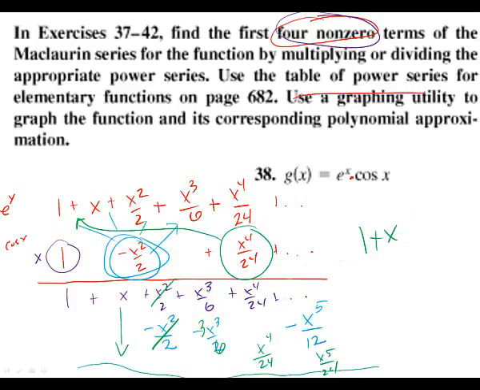So what's x cubed over 6 minus 3 over 6? Negative 2 over 6, or negative 1/3 x cubed. I need one more term, right? So 1/24 minus... is going to be 2/24 x to the 4th plus dot dot dot.